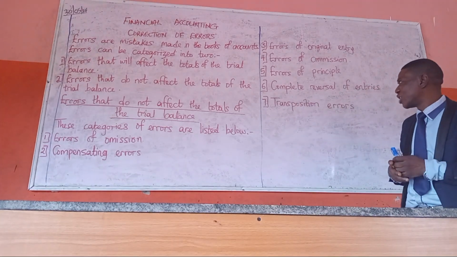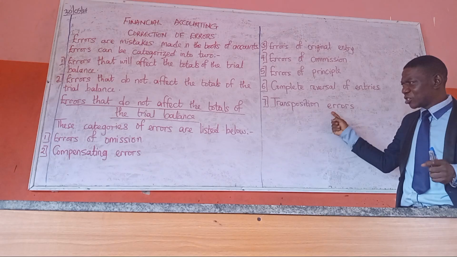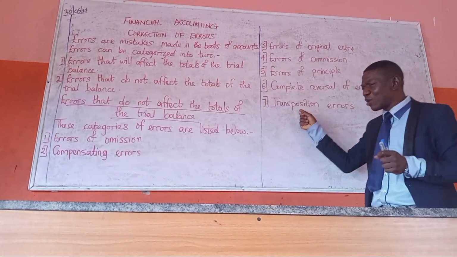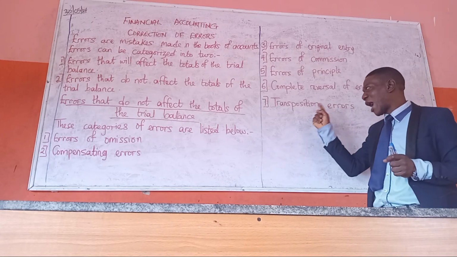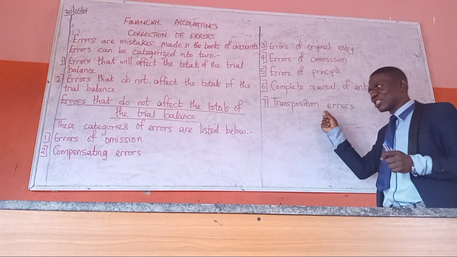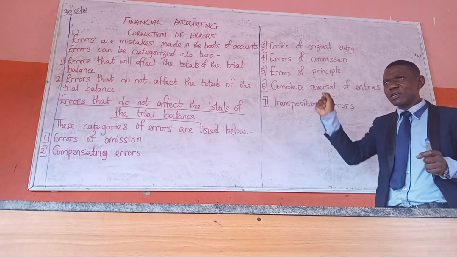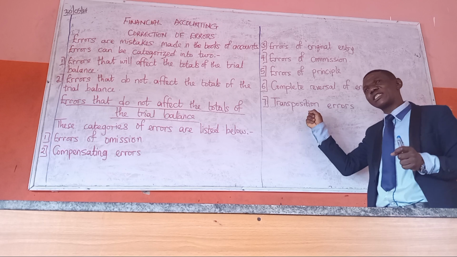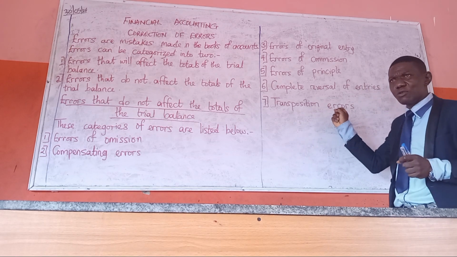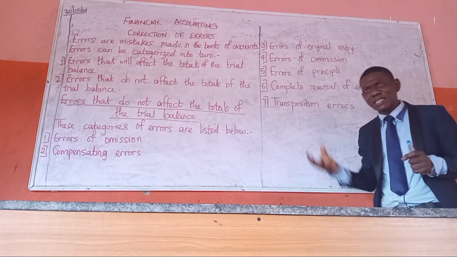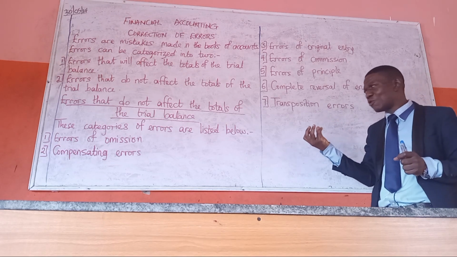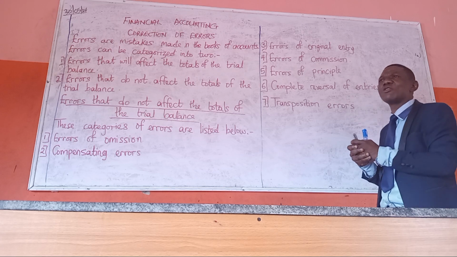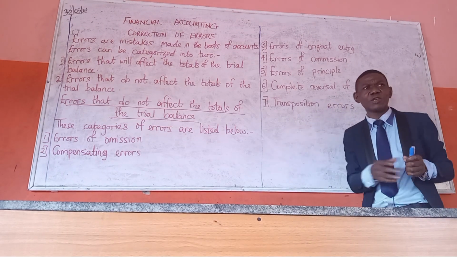Then we also have transposition error. This transposition is very close to compensating error. It's when you posted a transaction to the correct account, but there has been a mistake in the figure recorded. Instead of recording, for instance, 600, then probably you recorded 400. Then the remaining figure that you have removed mistakenly must be added to the figure that you have recorded before, where you recorded it.